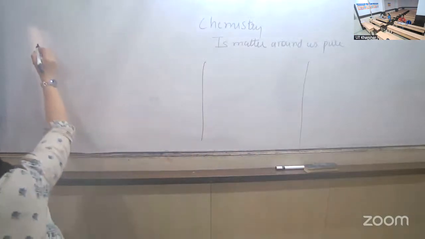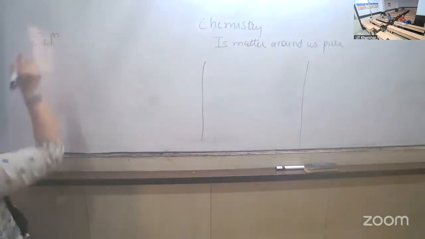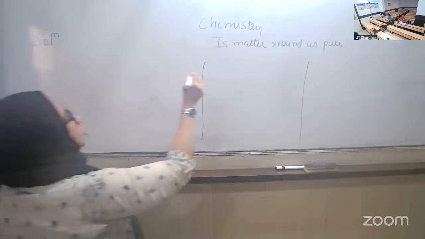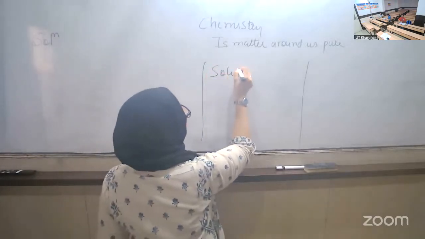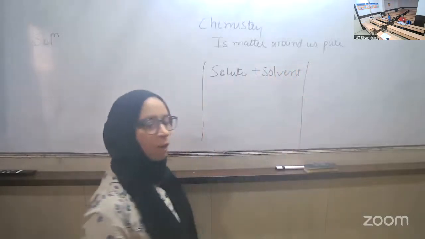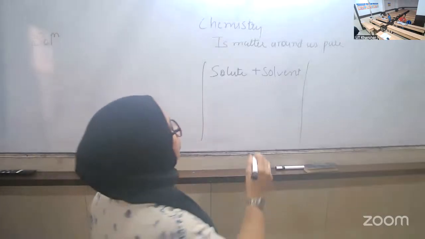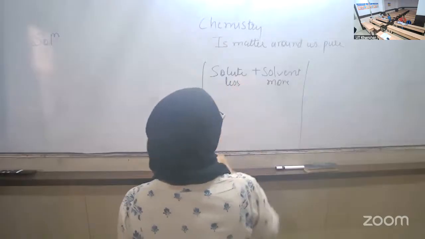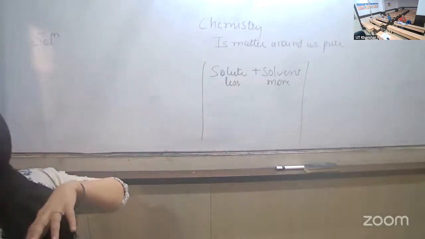So solutions. Let us start with this part first. Solutions. Okay. So what are solutions or how you can define solution? Solution is solute and solvent. So solution is a combination of solute and solvent. Now in this, which is present in more amount is solvent, and less amount is solute. Okay. After this, we have defined types of solution.